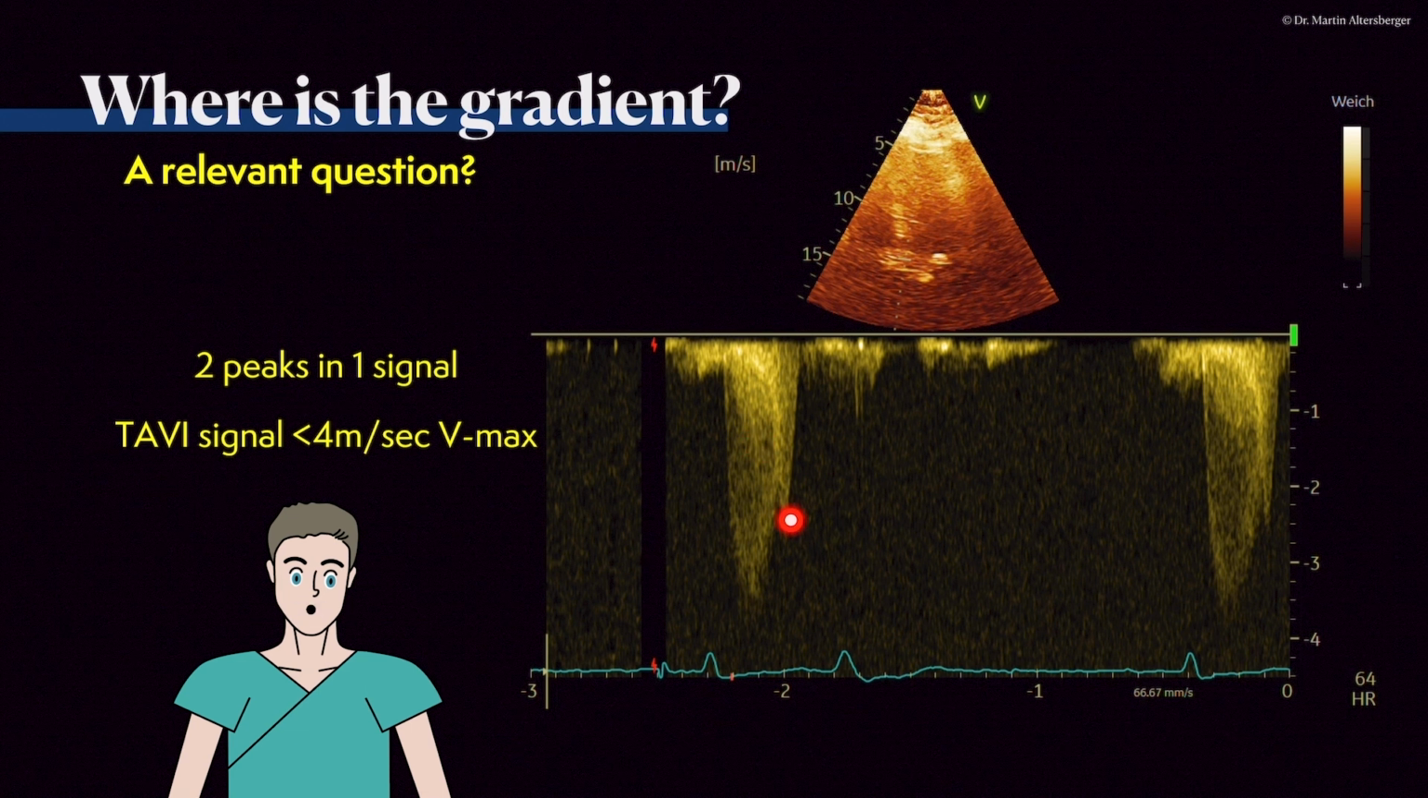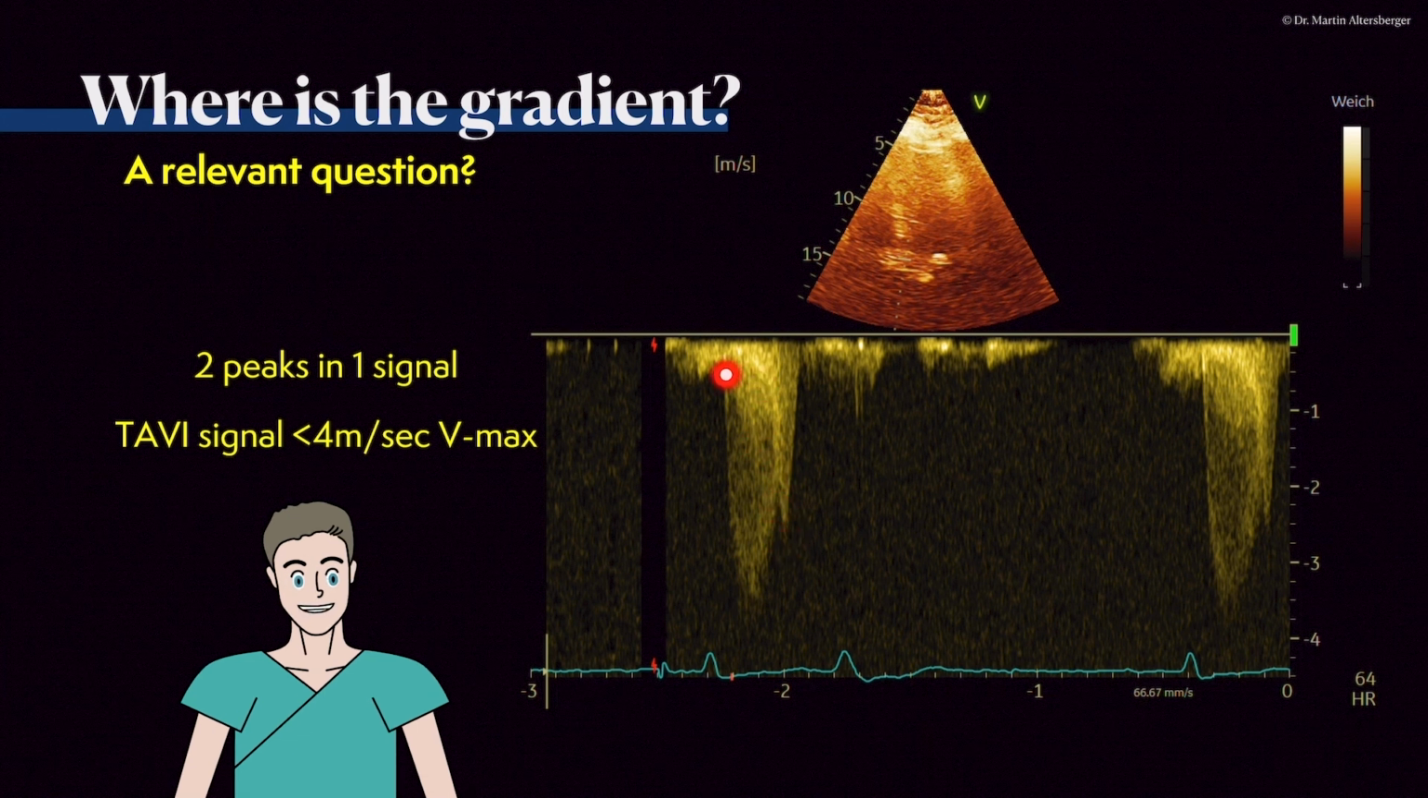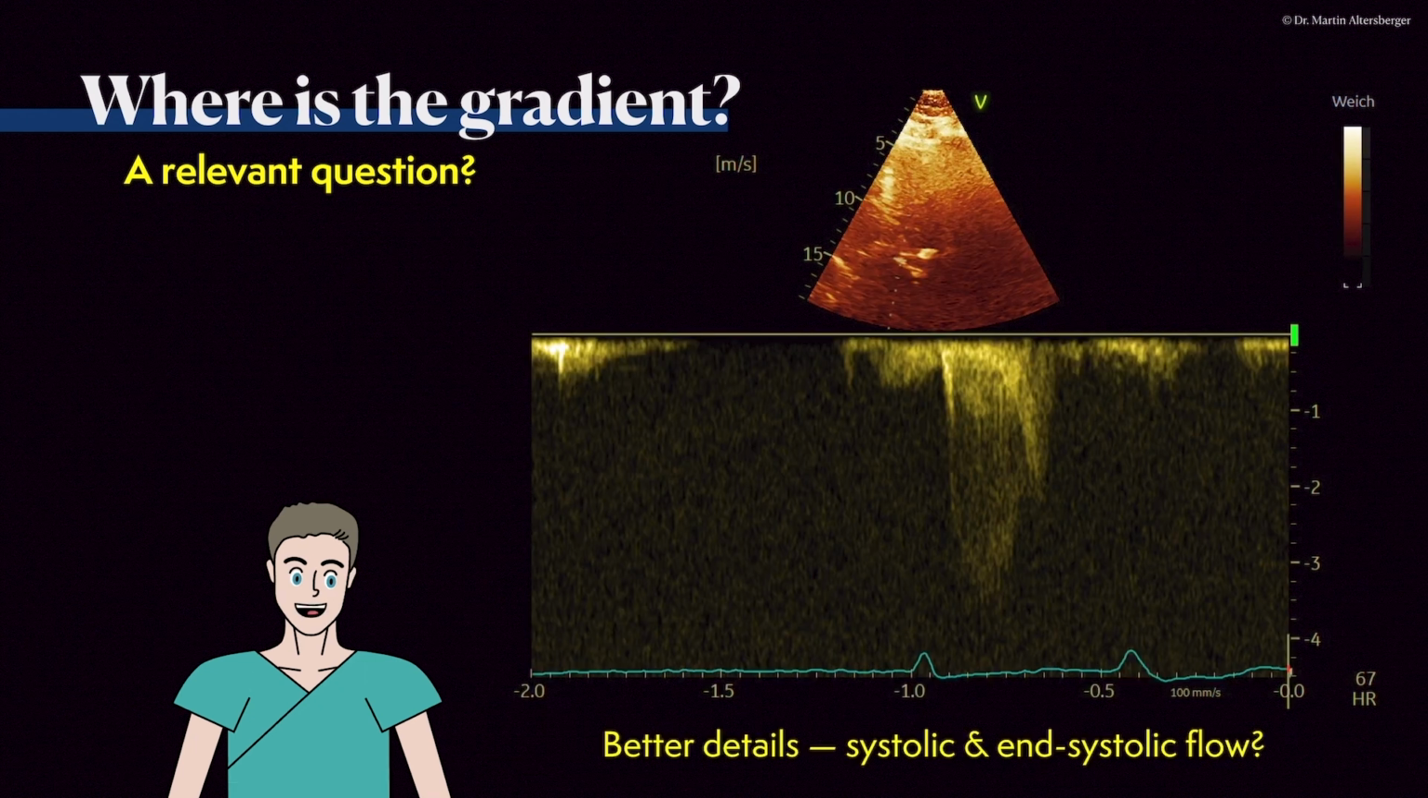But the second signal is still unclear. This is more of a dagger-shaped signal. Here you can see it again. And this points towards an obstruction, intraventricular or LVOT obstruction. And when you optimize the image, you see here again the TAVR gradient and here this second flow.